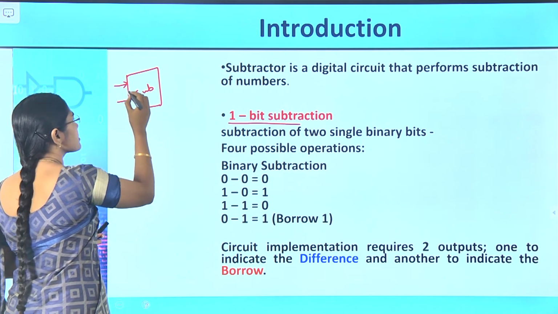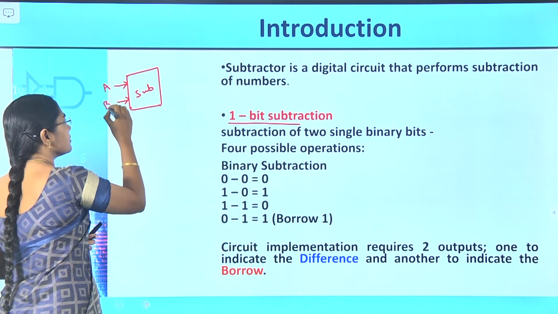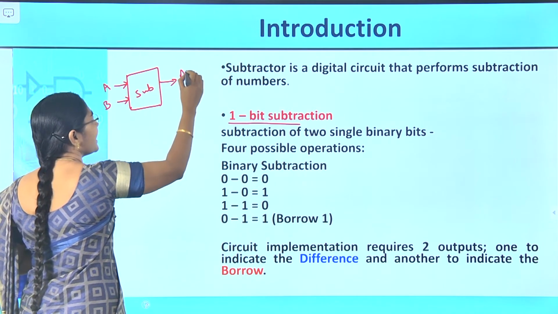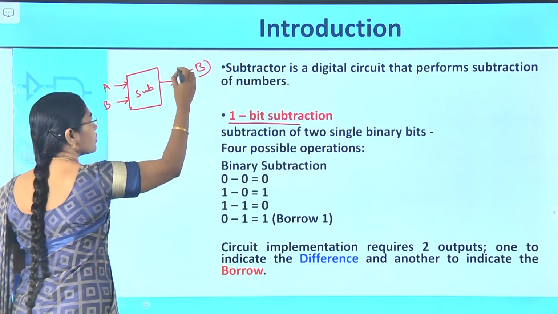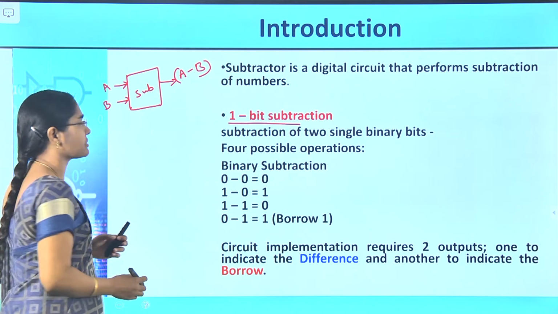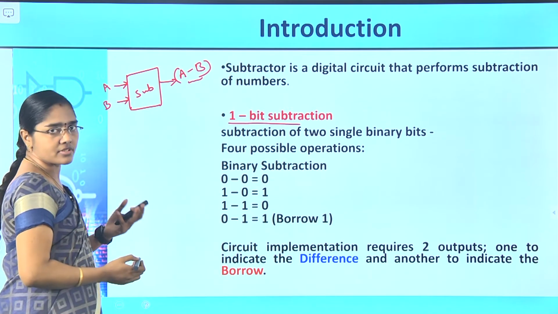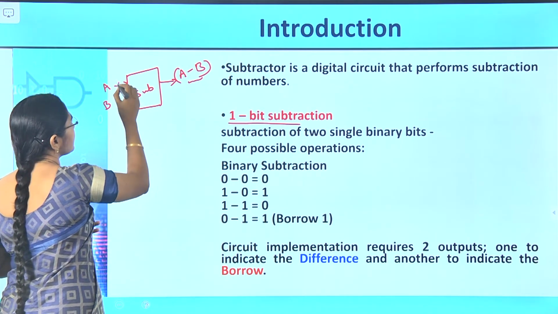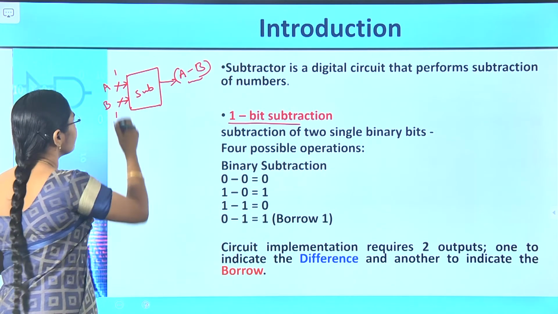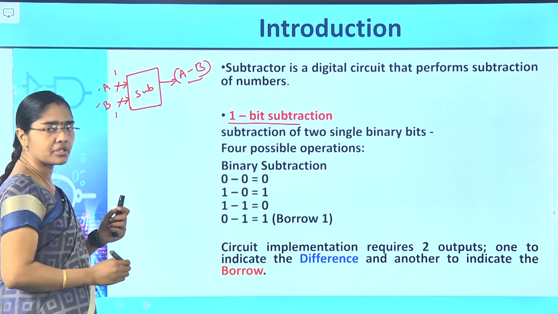Those two inputs, let us assume one is A and another one is B. If I want to perform the operation A minus B, a subtraction operation, A is called the minuend and B is called the subtrahend. A minus B depends on the number of bits first. Let us assume A is 1 bit and B is also 1 bit. If these two are 1 bit, what are the combinations possible for A and B?